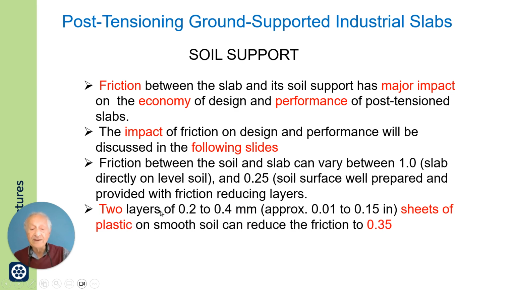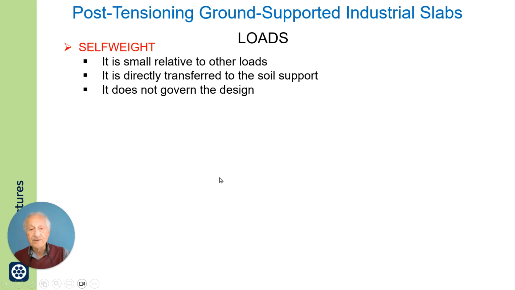Now, putting two layers of 0.2 to 0.4 millimeter sheet of plastic will reduce the friction coefficient to something of the order of 0.35. That probably will be the target of your design. Most designs, at least the ones we've come across to, have been designed for friction coefficient 0.35.